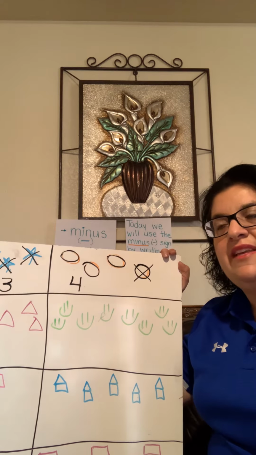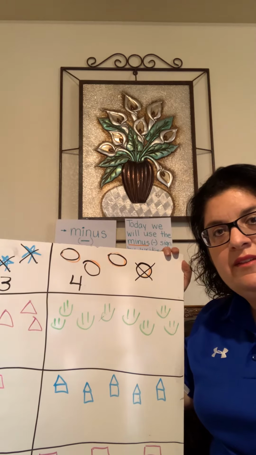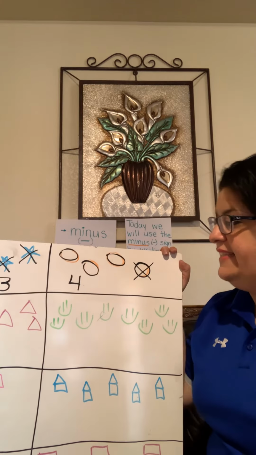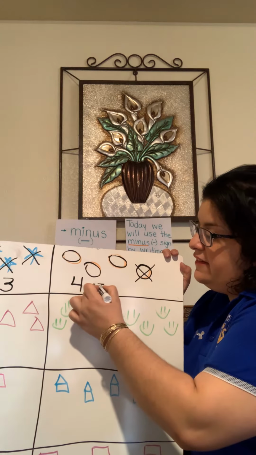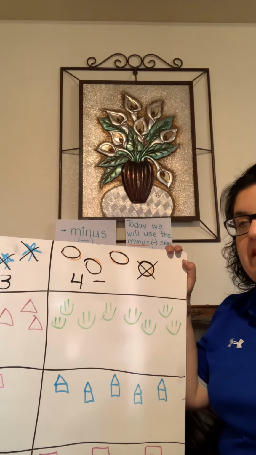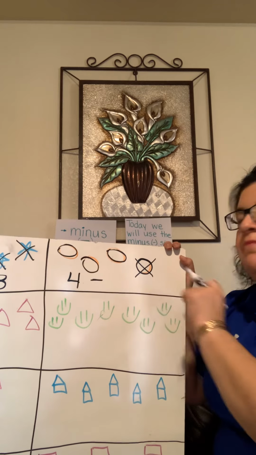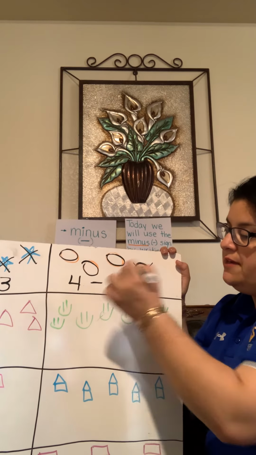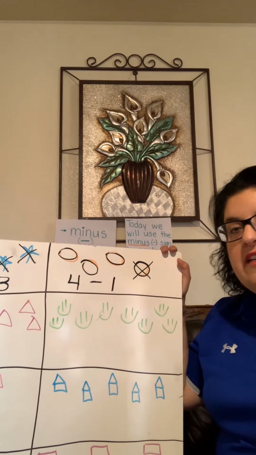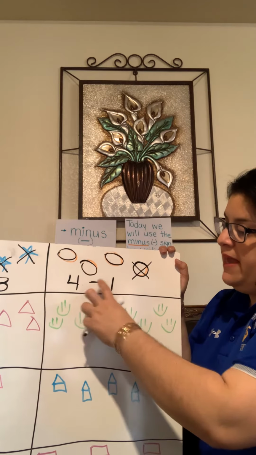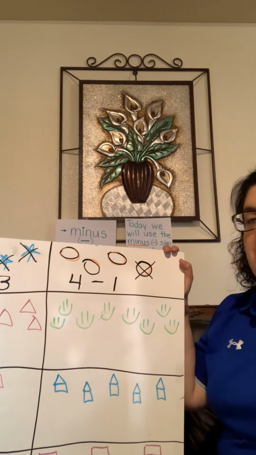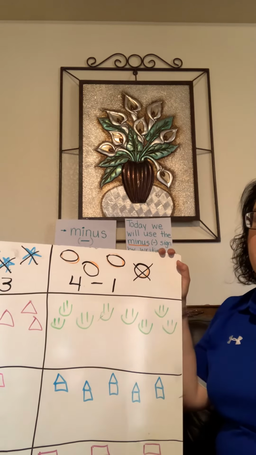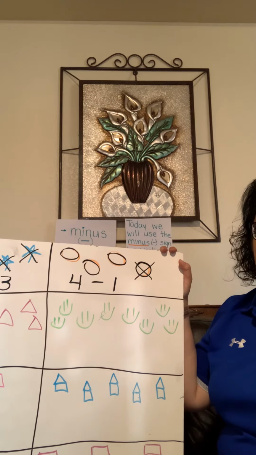What sign are we using? Who remembers? Yes, it's the minus sign. So remember what the minus sign is. And how many pebbles rolled off? Good job. 1 pebble. That's all you need to do. 4 minus 1. So we're subtracting the 1 that rolled away. Very good.